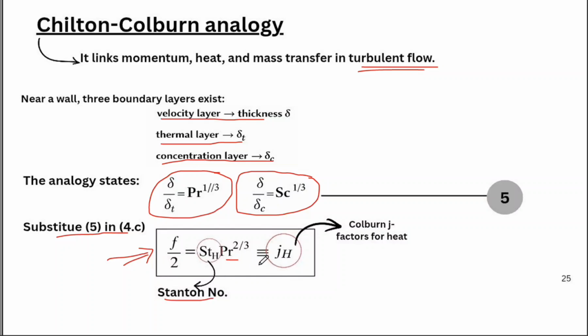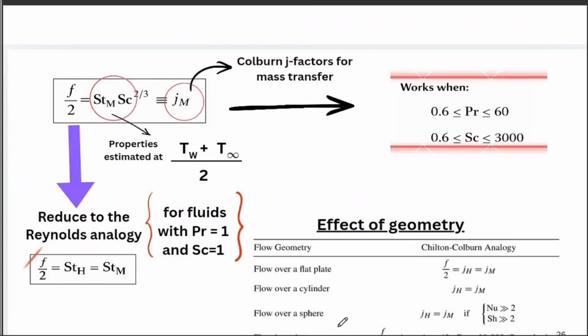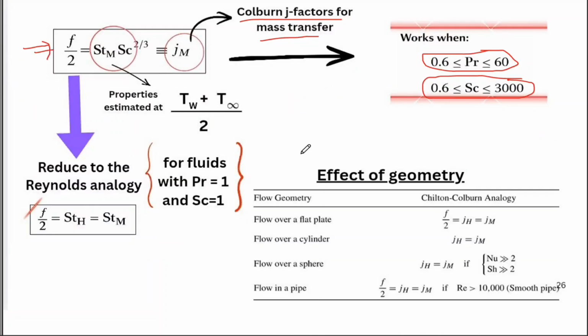This term is called Colburn j factor for heat transfer, written as JH. That means F by 2 equals JH equals St_H Pr to the power 2 by 3. Similarly, F by 2 equals St_M Sc to the power 2 by 3. This is called Colburn j factor for mass transfer, written as JM. So F by 2 equals JH equals JM. This works when Prandtl number is greater than or equal to 0.6 and less than or equal to 60, and Schmidt number greater than or equal to 0.6 and less than or equal to 3000. Again, properties are evaluated at film temperature. If Prandtl number equals 1 and Schmidt number equals 1, it reduces to Reynolds analogy.